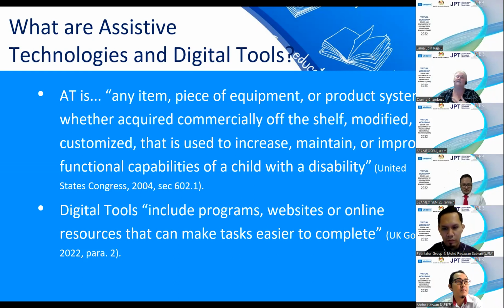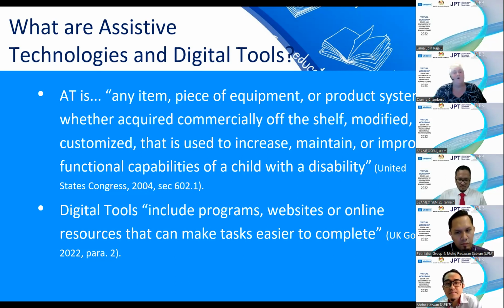Digital tools, and these also come in really importantly when we're looking at both universal design for learning and inclusive open ed resources, include things like programs, websites, or online resources, and Bill showed you a few of those that make the tasks easier to complete, but for some people make them possible. If you've got a physical disability, for example, you may not be able to type. So some of the software or the online tools might make it possible for you to actually speak an assignment, so you don't have to actually type it.